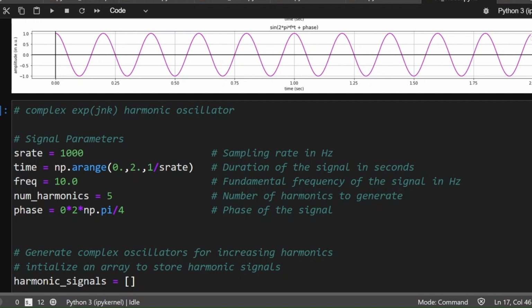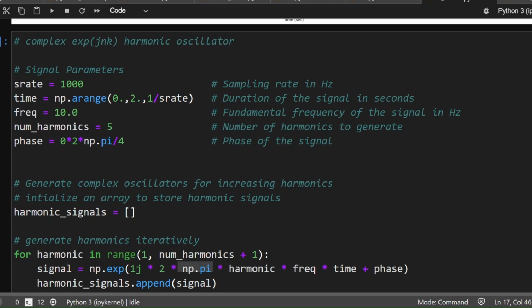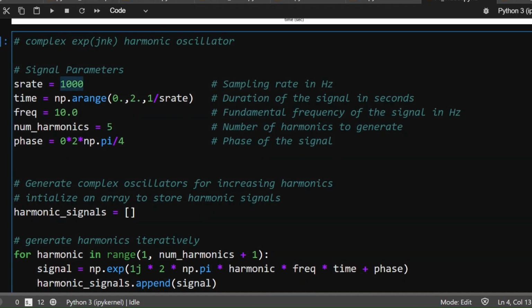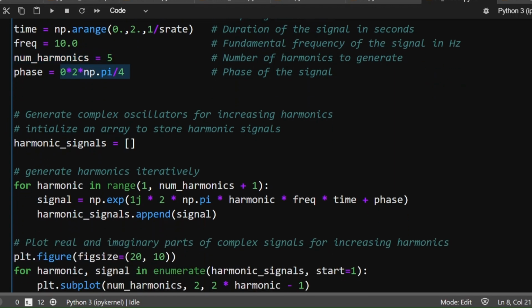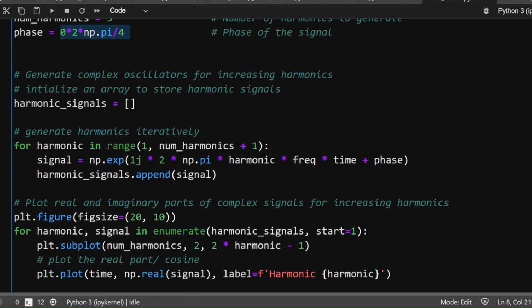So now what do we do? Let's try to generate multiple frequencies for both sine and cos using the complex oscillator. So what we are going to do is we are again going to specify some sampling rate. We are going to generate our signal from 0 seconds to 2 seconds as per the sampling rate. And we are going to generate a frequency of 10 hertz. And this time we are going to vary this. We are going to generate 5 harmonics of this particular frequency for both sine and cos. And currently we'll just keep the phase offset as 0.